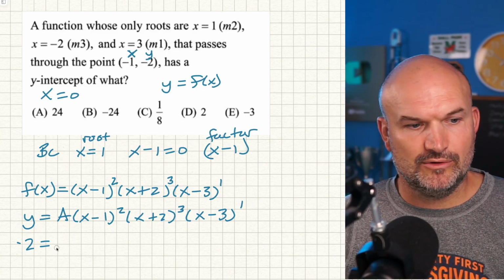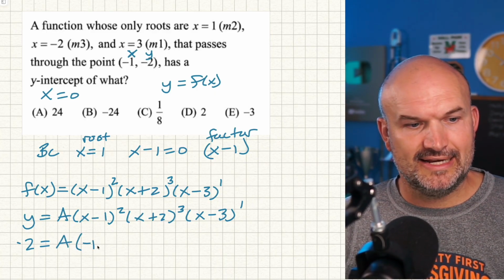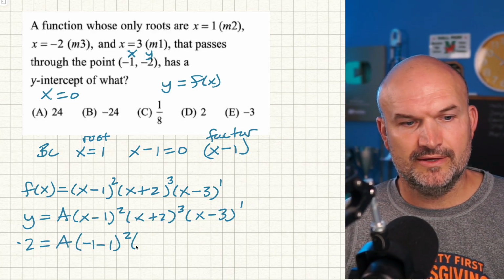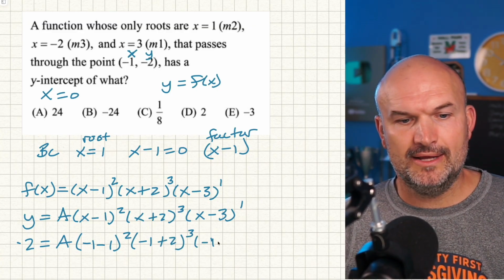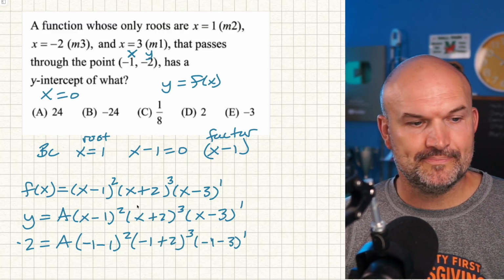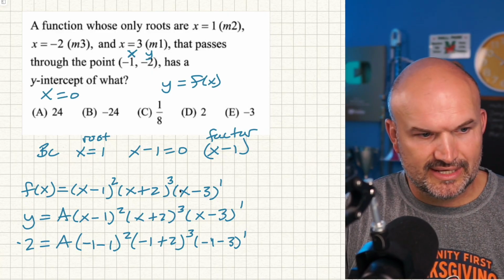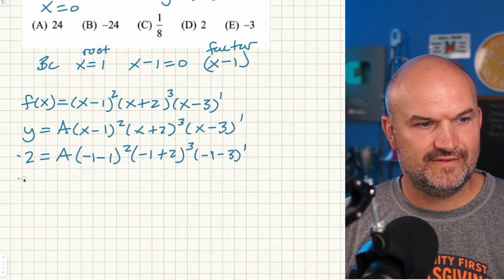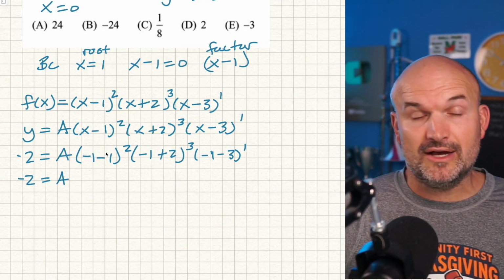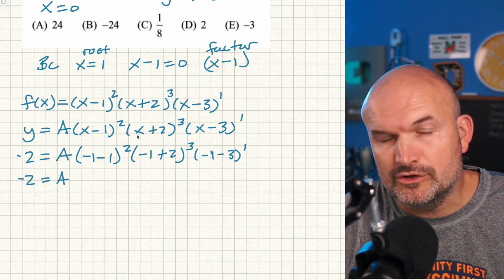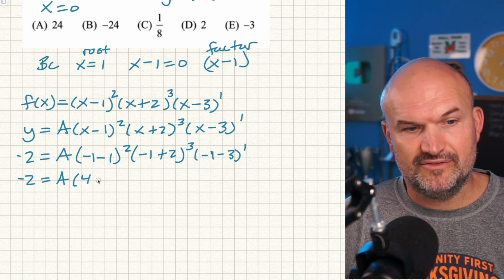Negative 2 equals a times (negative 1 minus 1) squared, (negative 1 plus 2) cubed, and (negative 1 minus 3) to the first power. So when I calculate this, I have negative 2 equals a. You owe me $1, you borrow another $1, you now owe me $2, but you're going to square it. So therefore that's a positive 4.